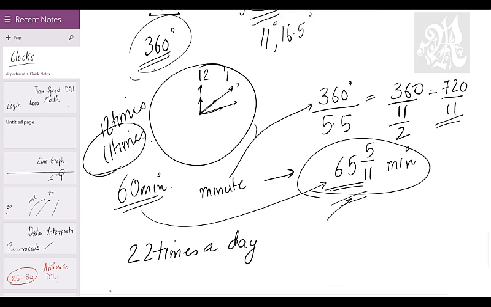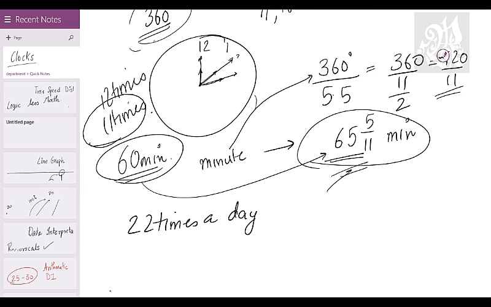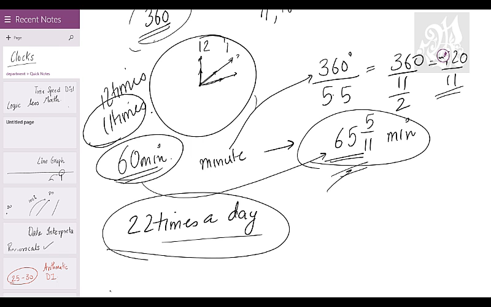So 1 hour is 60 minutes only. That's why they meet a little later than the hour, not exactly at the hour. That's why they can meet only 11 times in 12 hours, and that's why they can meet 22 times in a day. This is just for your understanding. Your question will be this only, not the proof of it. Just remember these two numbers. 65 by 11. What is the interpretation of 65 by 11? The minute and the hour hand meet every 65 by 11 minutes. Are we clear? Let's move ahead.